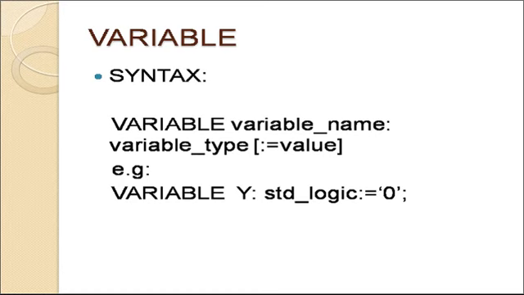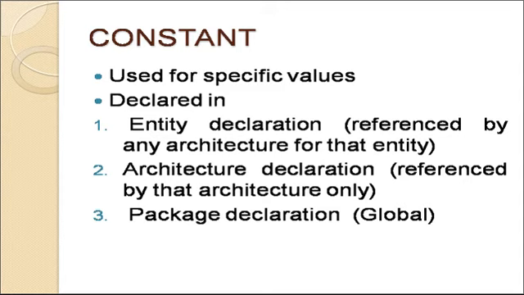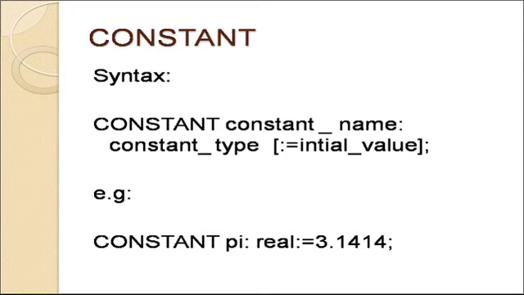Similarly, we will go to the last data object, that is the constant, and it is used for a specific value. You can declare a constant in an entity, in an architecture, or in a package also. The syntax for a constant is shown over here. The constant is a keyword of the language, then the constant name, the name which we are going to write, and again we have to define the type of the constant.